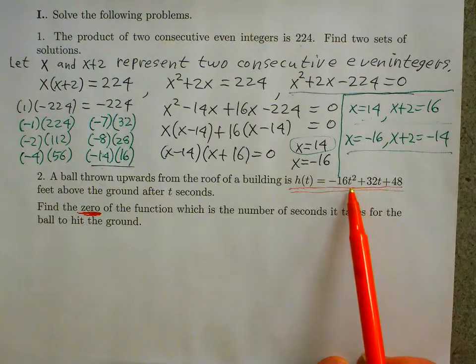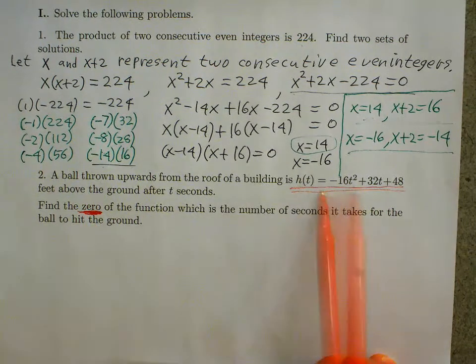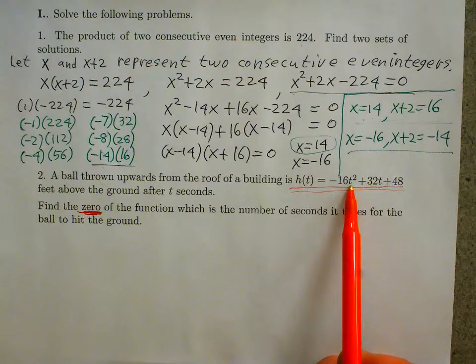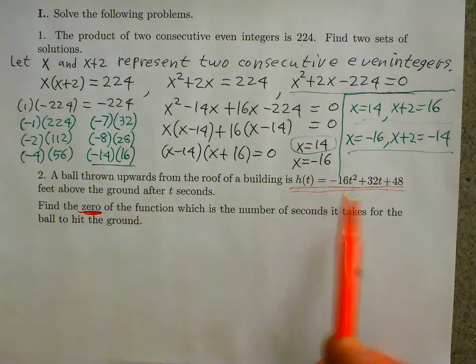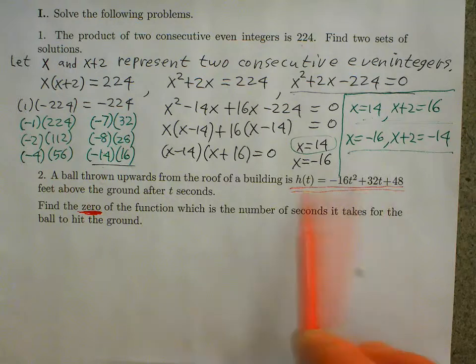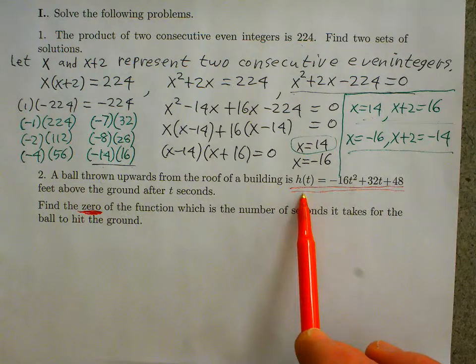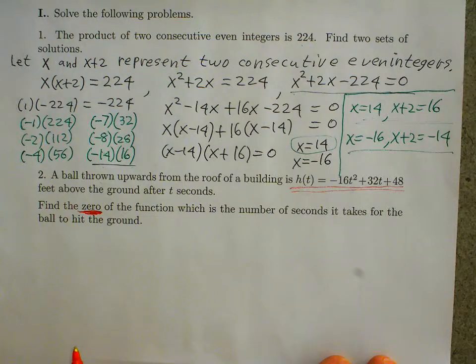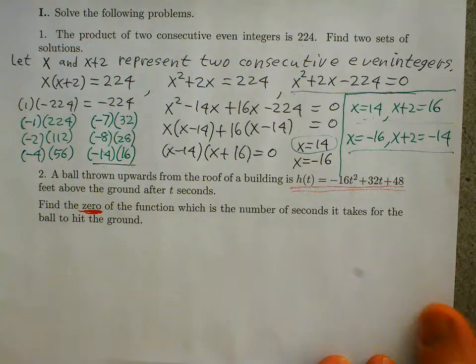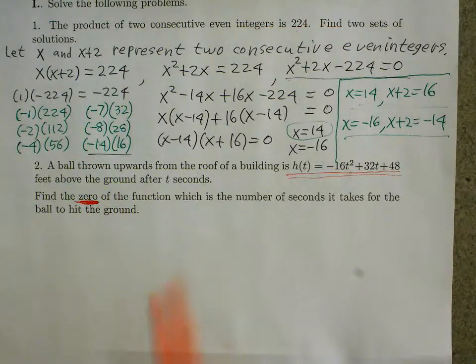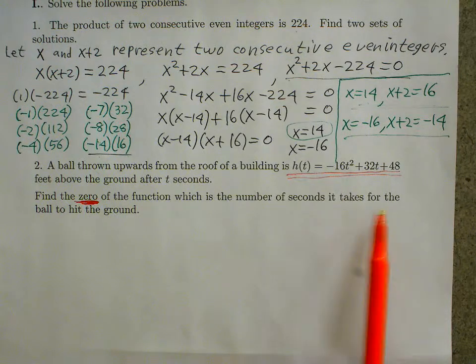Okay, so in general, the t value, or the zero of a function, is not when t equals 0, although it could be for a particular function. It's not in this case. The zero is the t value that makes the height equal to 0. It might kind of seem backwards, but that's how that word is defined. So this says find the zero of the function, which is the number of seconds it takes for the ball to hit the ground. Okay, so when the ball hits the ground, what will the height above the ground be?